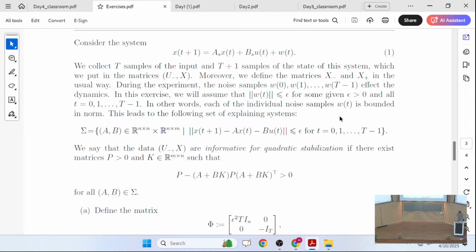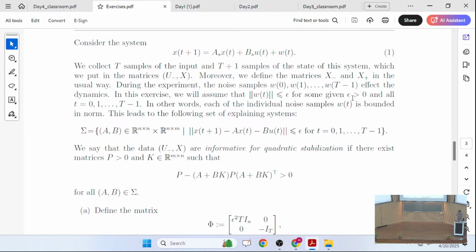So, what I'm going to do now is the following. I'm going to study the same system as we had in lecture 3, here given in equation 1. But this time, instead of the energy bounds, I'm going to assume these sample bounds on the noise. So the norm of Wt is less than or equal to epsilon for all time t, and for some given epsilon positive real number.